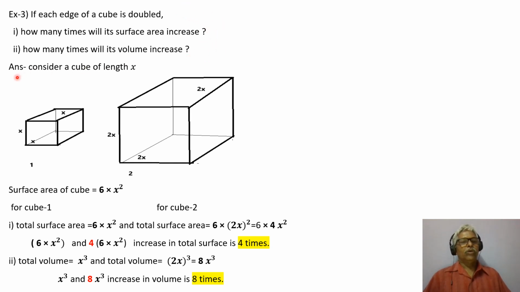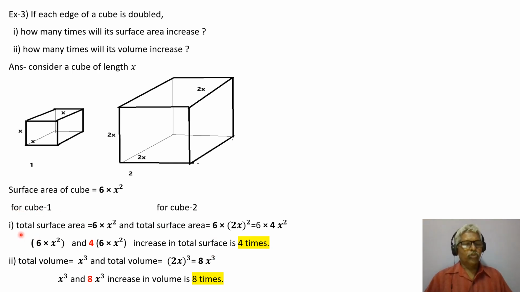Now answer, consider a cube of a length x. This is a cube having a length x, all sides x, and we have doubled the sides. This is 2x, this is 2x, and the height is also 2x. Now you will see the surface area of a cube is 6x square. You know this. Now this is a comparison.